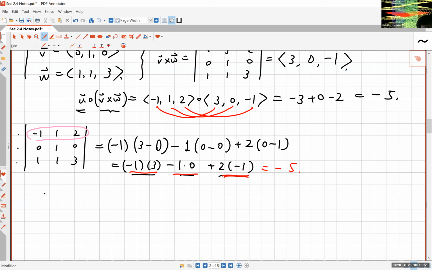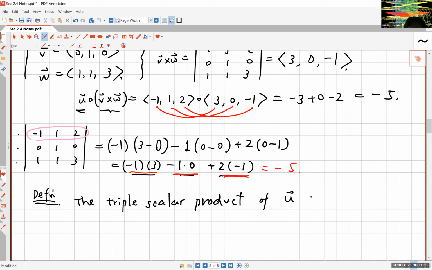But yes, let me go ahead and give you the definition. Here's the formal definition, which I have been referring to. By the way, sometimes people call this scalar triple product. This book called this the triple scalar product, so I will go with that. A triple scalar product of three-dimensional vectors u, v, and w is as follows. It's basically u dot v cross w.